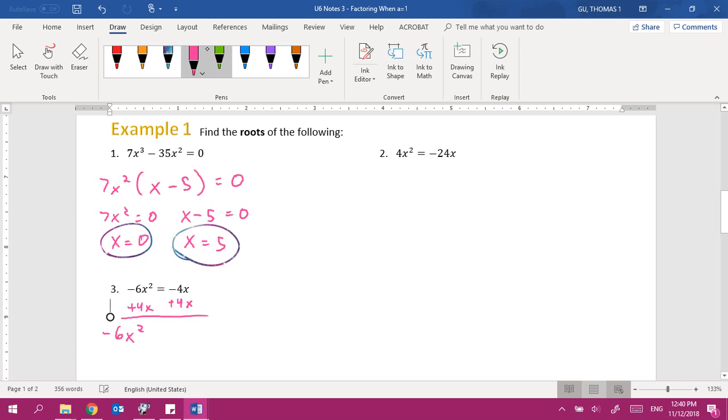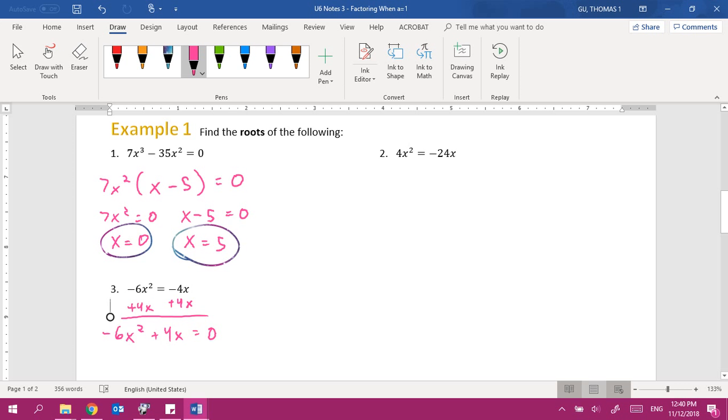Negative 6x squared plus 4x equals 0. You cannot combine x squared terms and x terms. Gotta keep them separate. Are they lined up from highest exponent to lowest exponent? Yes, they are, so we're done with that. Now we can take out the greatest common factor.